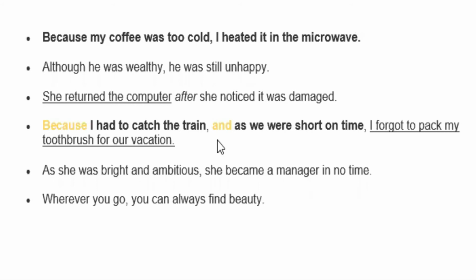I had to catch a train. We were very short, or we were late. We were short on time. I forgot to pack my toothbrush for our vacation. So if you read those as individual sentences, it doesn't connect the entire idea. When we put it together with the connectors or the subordinators in this case, because I had to catch the train and as we were short on time, I forgot to pack my toothbrush for our vacation. Note as well how distinct the comma, the pauses make it even simpler for the reader to understand what you're saying. So this one was very interesting.